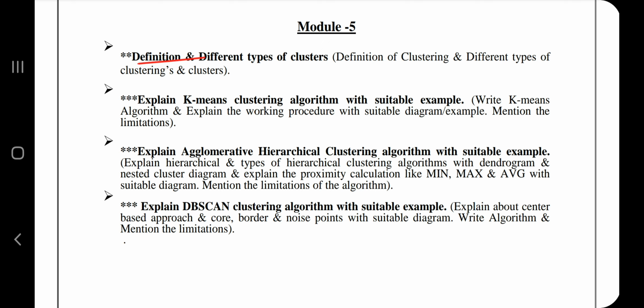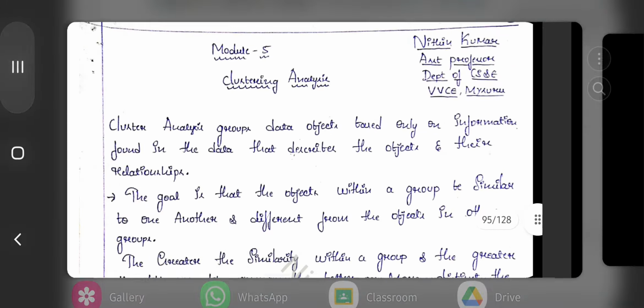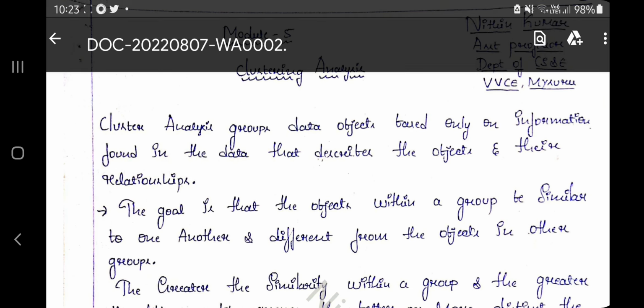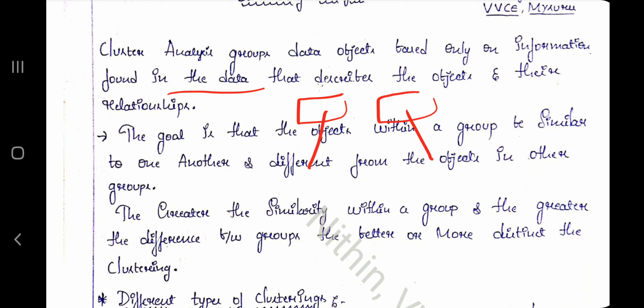First, what is the definition of cluster? What do you mean by cluster? Cluster analysis groups the data objects based on the information found in the data. Based on similarities and dissimilarities, it groups the data into different partitions or different groups. That is known as a cluster. Each of these is called a cluster.